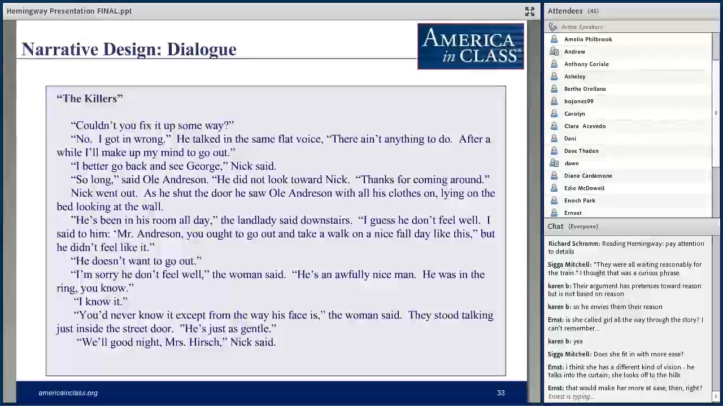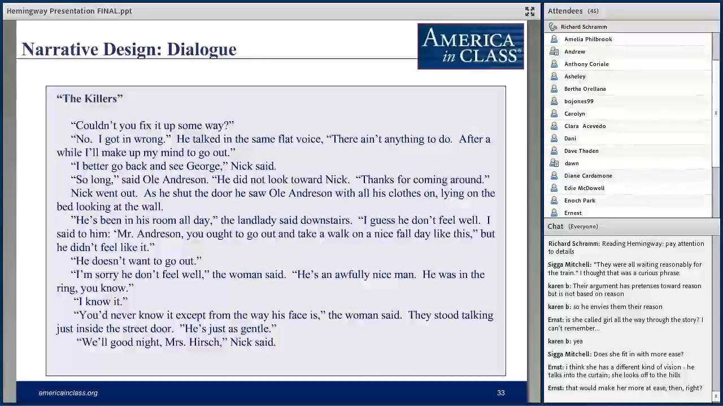Let's see. I would note another falling and vulnerable body. Right. Anderson is lying down. From this dialogue on the screen, we don't know why Nick is there. We don't know their relationship.